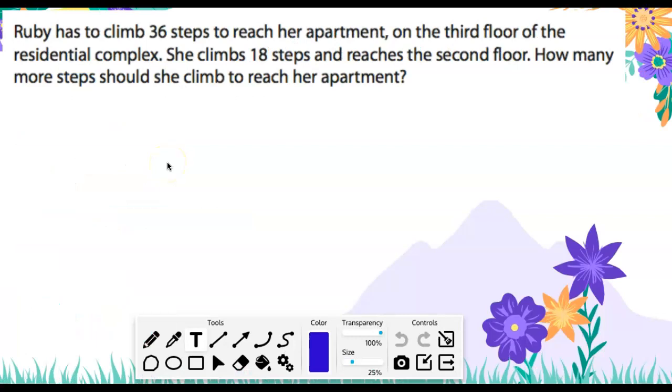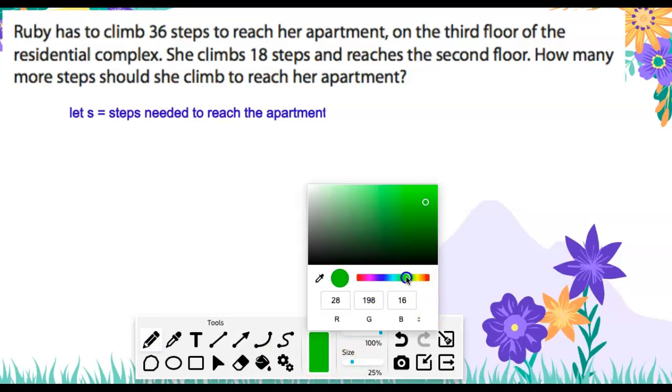Ruby has to climb 36 steps to reach her apartment on the 3rd floor of the residential complex. She climbs 18 steps and reaches the 2nd floor. How many more steps should she climb to reach her apartment? So we could just say let S, because it's steps, be the steps needed to reach the apartment. So how do we solve this using an equation? I mean, how can we write an equation that represents this problem?